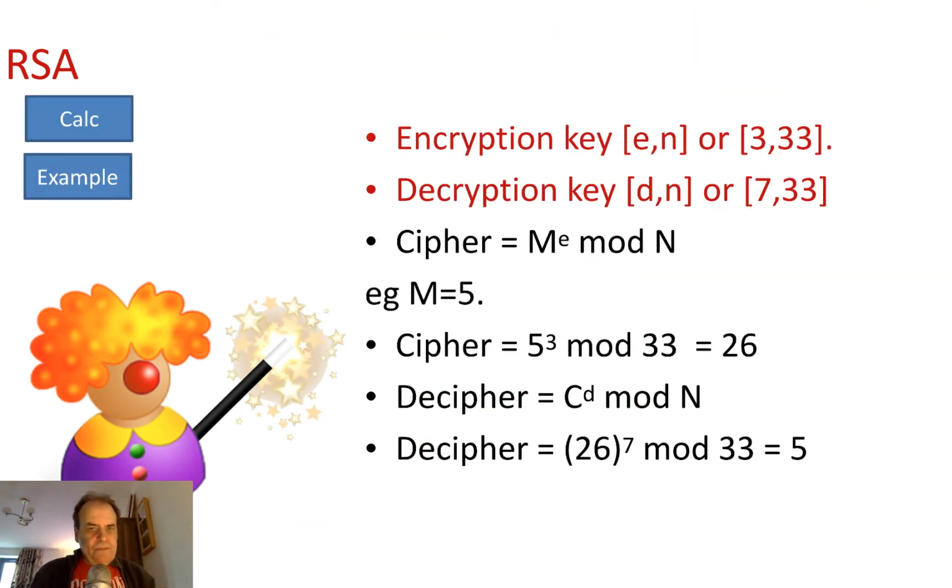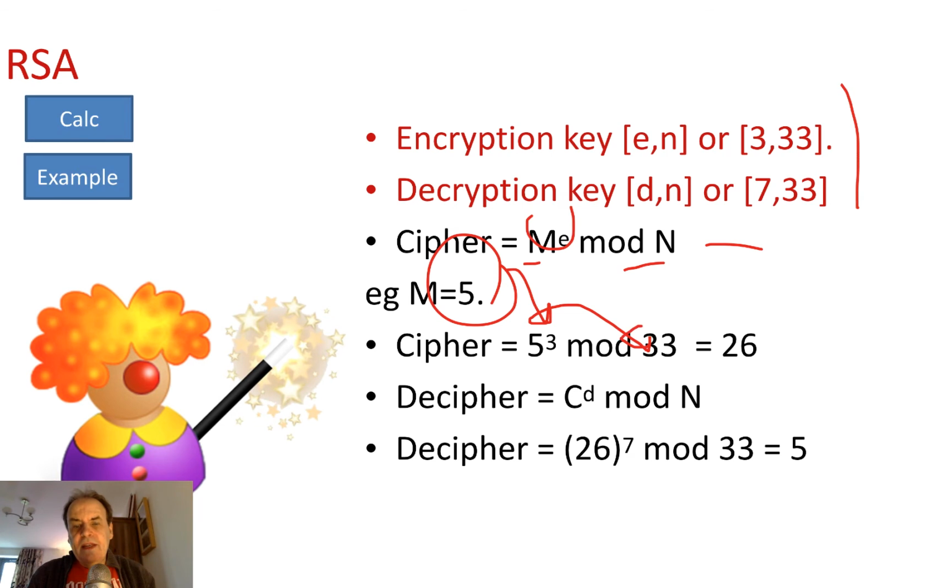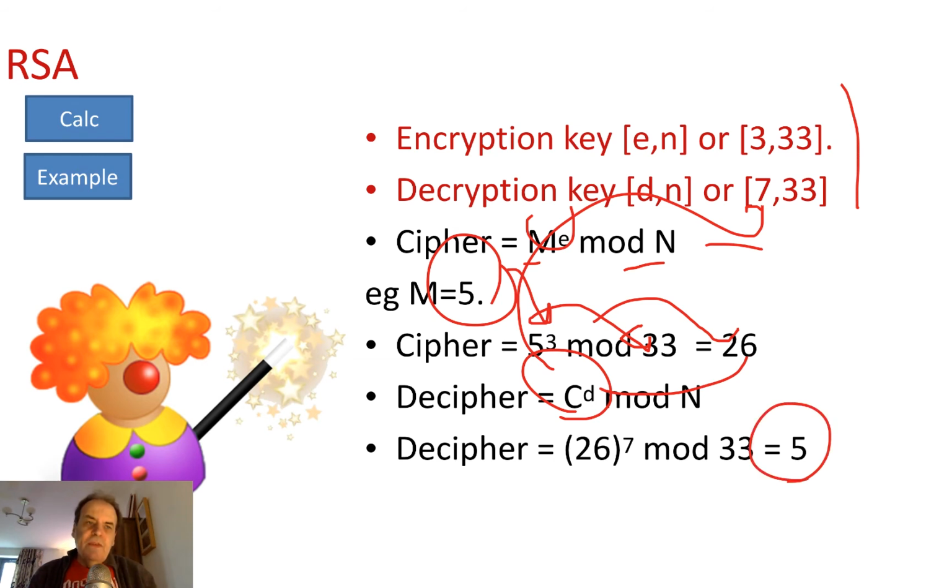After this, so this is our 2 keys here, we then use an exponential cipher. So the cipher is equal to the message to the power of E mod n. Okay, so if we use a value of 5, that's 5 to the power of 3 mod 33, and that gives us 26. And then to decipher, we take the cipher, we raise it to the power of D, and then take mod of n, and then that should work there. So let's have a look here.